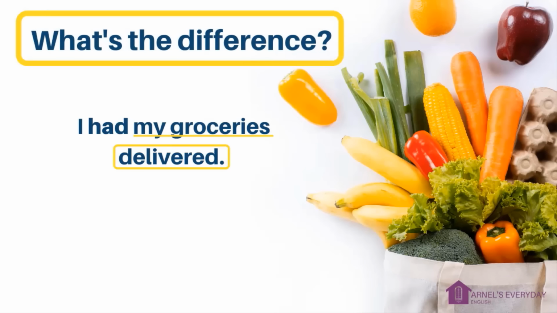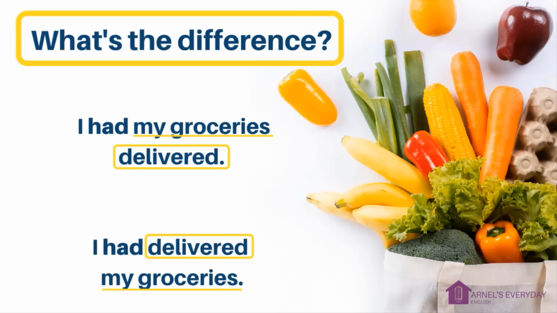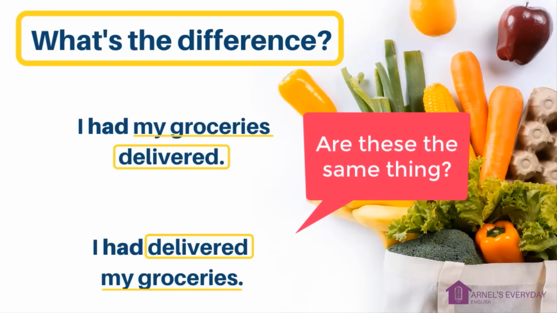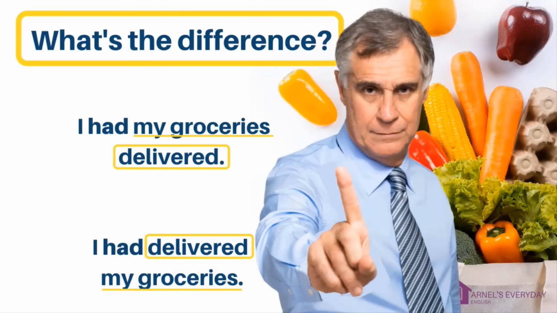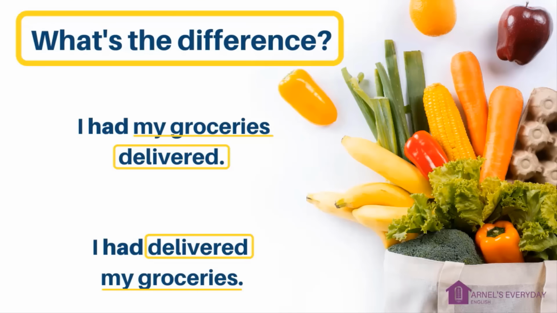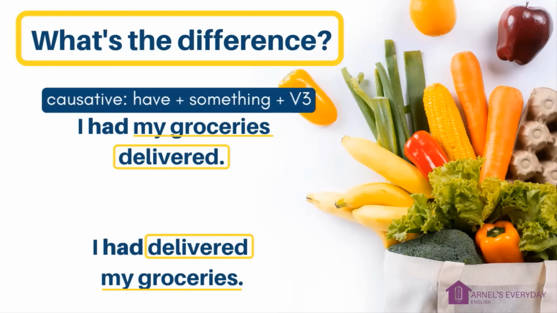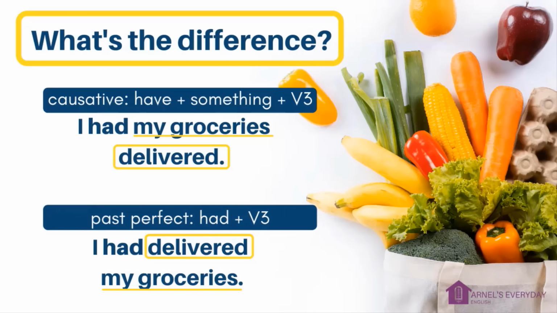I had my groceries delivered. I had delivered my groceries. Are these the same thing? No, big difference. Which one is causative? The first one, right? Have something verb 3. The second example is what we call the past perfect tense. Had plus verb 3. So you can see one little change in your word order can make a big difference.